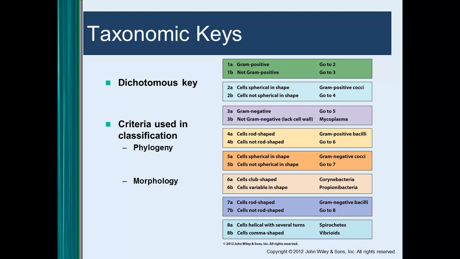What is the shape of your organism? Are they spherical or not spherical? Let's say that they're not spherical. This would send us to step 4. Are they rod-shaped or not rod-shaped? I'm going to say that they are rod-shaped, and so the answer here would be a gram-positive bacillus is the kind of organism that you may be looking at. So dichotomous keys can be important tools in helping us, again, to determine what types of bacteria you may be looking at or studying in the laboratory.